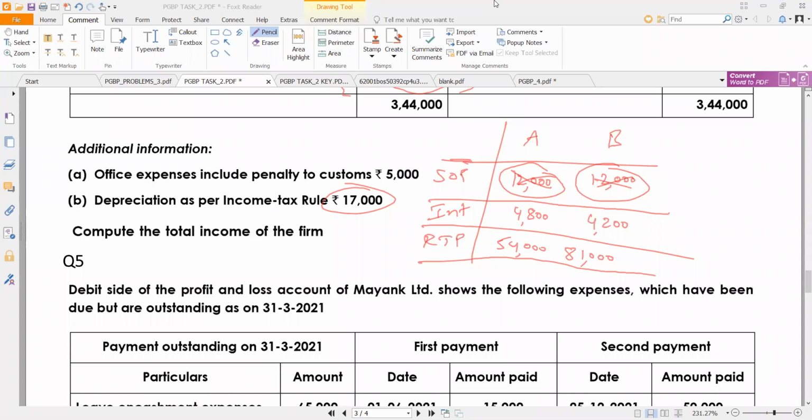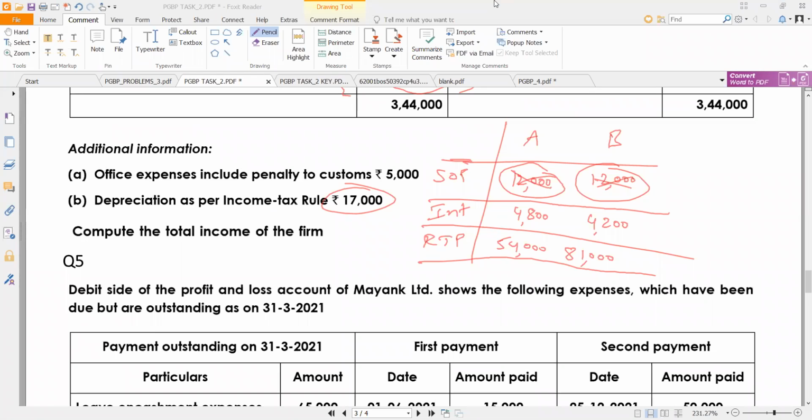Are they taxable? Yes, they are taxable. Again, the logic is the same. How much will be taxable? Taxable up to the amount.